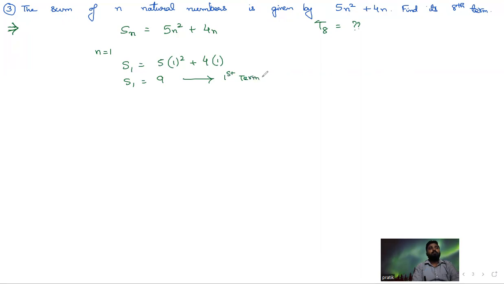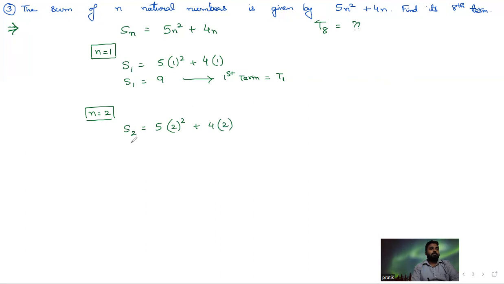This is your S. Sum of one term is what? First term itself, which is nothing but T1. Okay. Now let's substitute n is equal to 2. Always find two consecutive, first sum of two consecutive terms becomes easier to find out this second. So S2 is 5 times 2 squared plus 4 into 2.